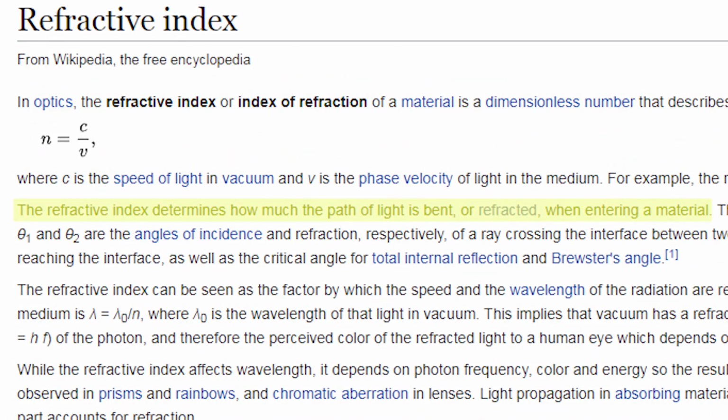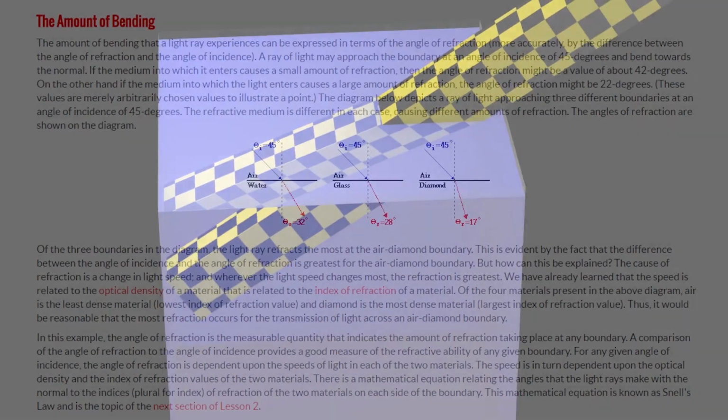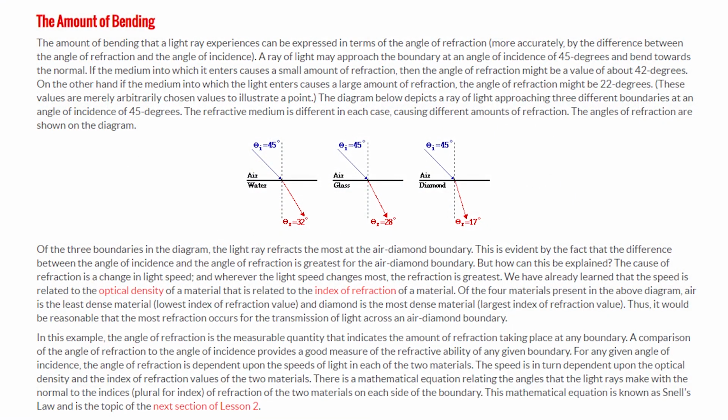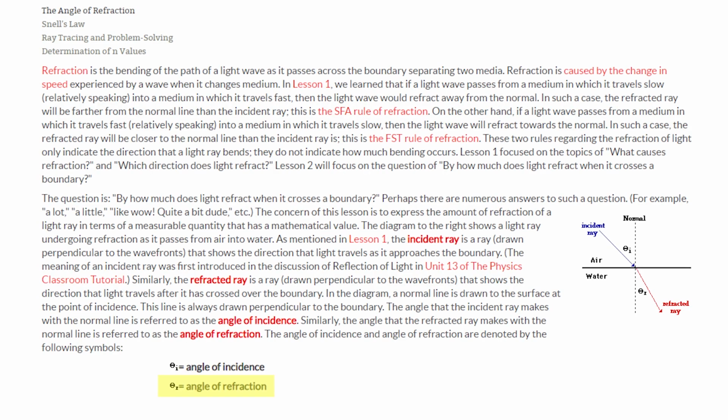The refractive index determines how much the path of light is bent when entering the material. The greater the refractive index, the greater the bend. So there are two factors which influence how much light will bend when traveling through a transparent media: the angle of incidence and also the refractive index of the media. The total amount that light bends is called the angle of refraction.